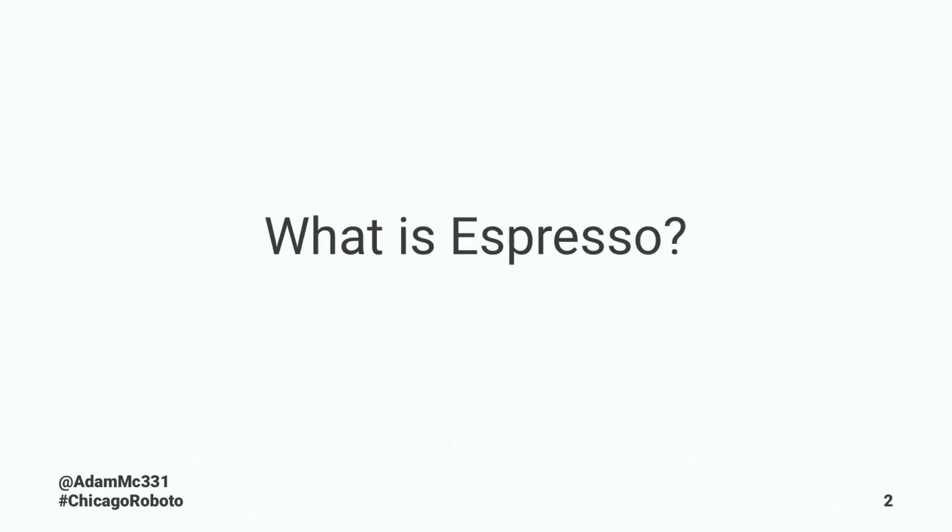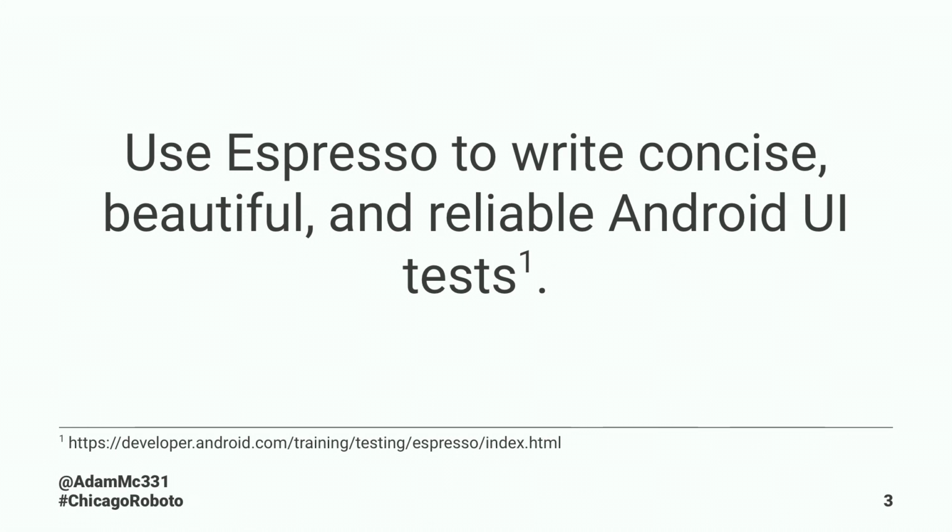So what is Espresso? I'm sure most of you have heard of this buzzword, and many of you might have worked with it and are using it in your apps. But any of you who are new, you might not be. So Espresso is an automated testing framework that's built by Google that lets you write code to automate your user interface and make sure it behaves the way that you expect it to.